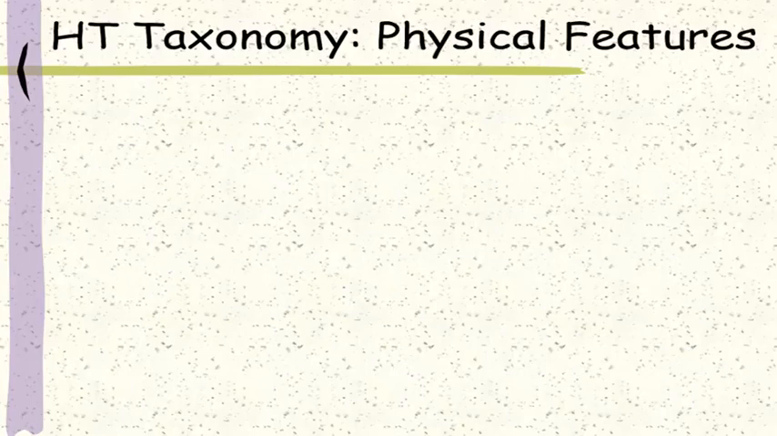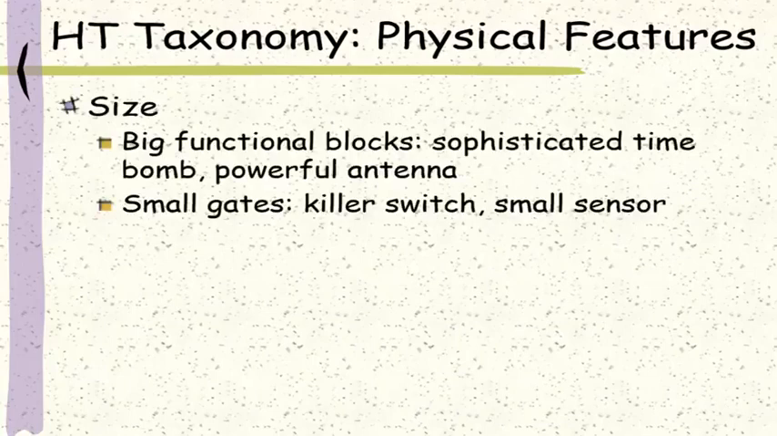Based on the physical features of hardware Trojans, they can also be put into several different categories. First, based on their size, we can have large or big hardware Trojans, such as sophisticated time bombs or powerful antennas embedded or hidden in the system trying to receive signals from outside. There can also be a lot of very small hardware Trojans, such as the killer switch we have seen earlier, just a simple 2-input gate, or some very small temperature sensors.